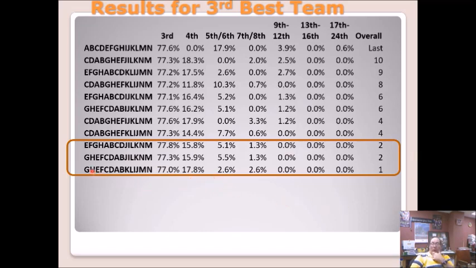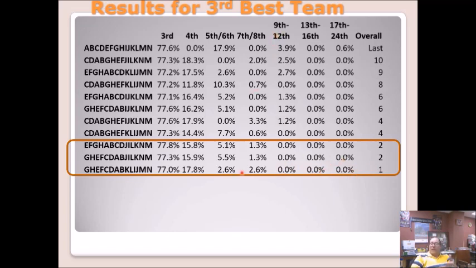The number 1 bracket that we have for the number 3 team is GHEFCDABKLIJMN, and you can see the good things about this bracket is, for example, the 3rd best team finishes 3rd and 4th 95% of the time, and that's really good. On the other hand, if it doesn't finish 3rd or 4th, the other 5% is distributed between 5th and 6th and 7th and 8th. And notice that there's nothing down here in the 17th through 24th or anything like that.